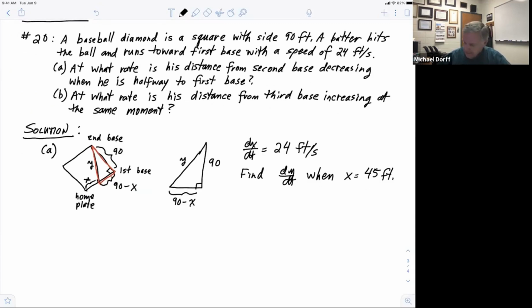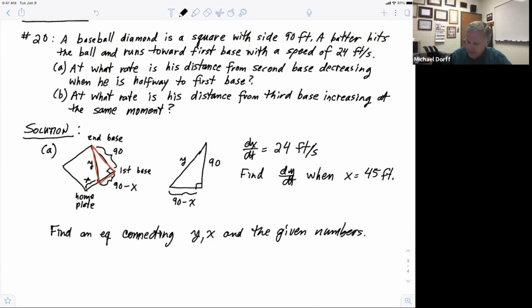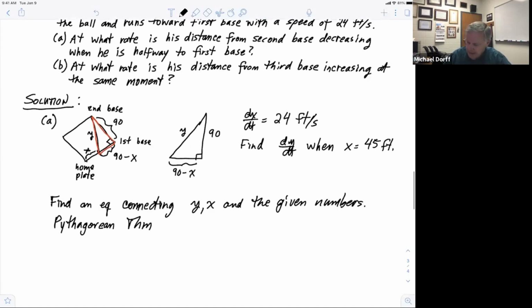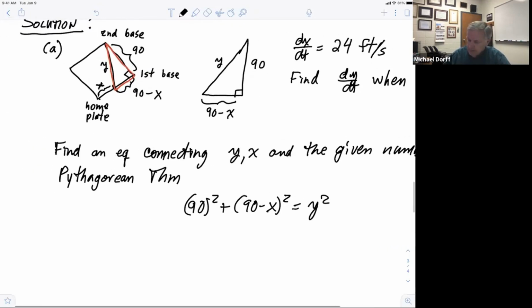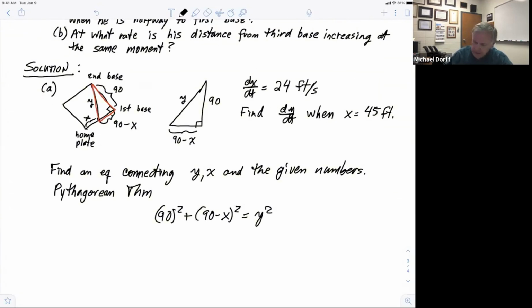Now what I want to do next is get an equation connecting the variables, so that's going to be y, x, and the given numbers. That equation is going to be the Pythagorean theorem, because that will tell me that 90 squared plus (90 minus x) squared equals y squared. Once I've got the equation, now I take the derivative, d/dt, of both sides.